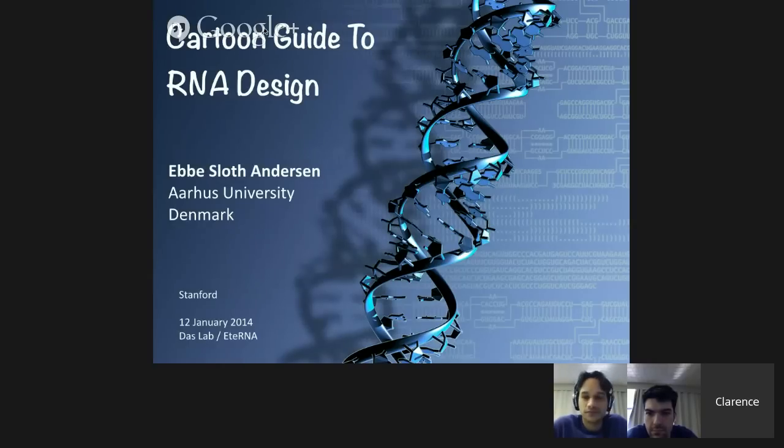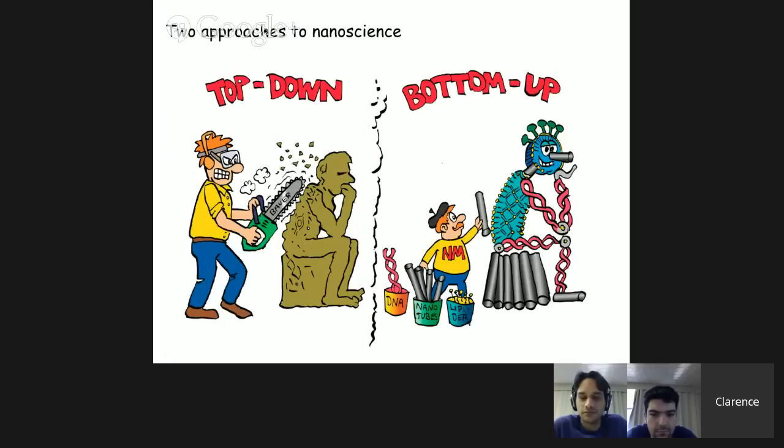Okay, so let's start. First of all, I want to explain to you what we do in nanoscience, why we use molecules, and to design nanostructures. There are two approaches to nanoscience. One is top-down, where you take a material and you sculpt it with a macro-scale instrument, and then we can do really nice nanostructures. Another approach is bottom-up, where we use biomolecules to sculpt and paint structures. The great thing about bottom-up is that if you understand the molecules right, we can actually make them assemble by themselves into intricate and advanced structures.